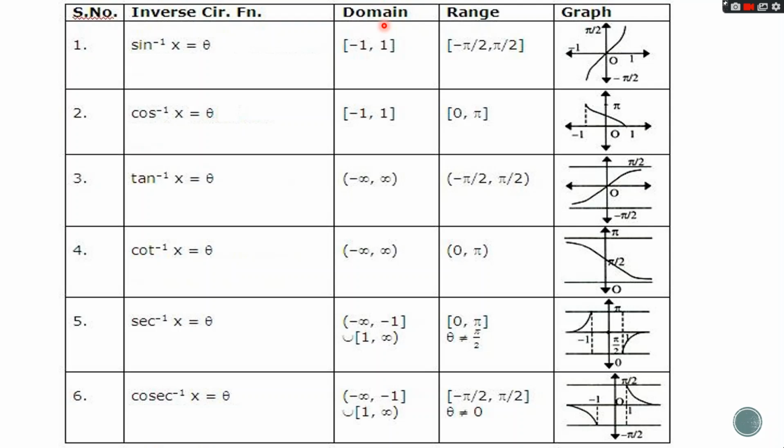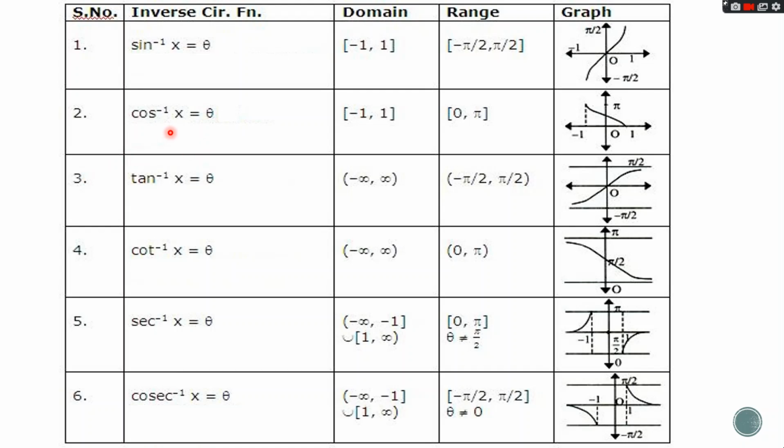So domain for this function is closed interval -1 to 1. Range is closed interval minus pi by 2 to pi by 2. And graph for this function is this particular branch we consider, right? On the x-axis from -1 to 1, on the y-axis we consider minus pi by 2 to pi by 2.